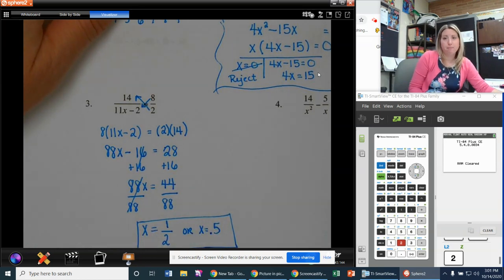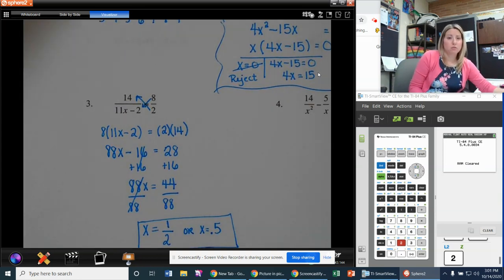Not bad. Fractions and decimals are very common as answers, and they're okay. Go ahead and get those. That's just fine.